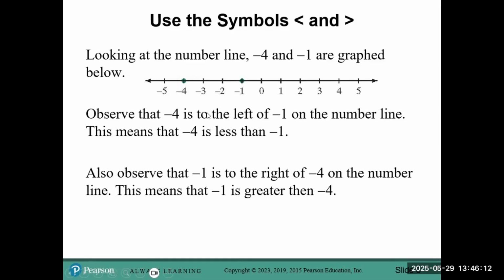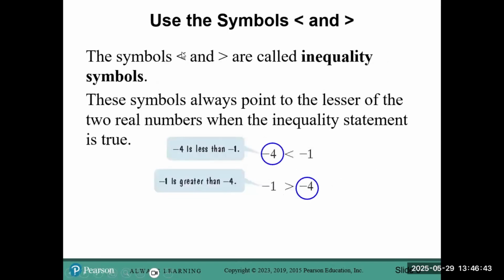Now, when you look at the number line, again, notice that -4 is further to the left of -1. That means -4 is smaller than -1, or in math we say less than -1. And also, -1 is bigger than -4 because it's to the right, or you would say -1 is greater than -4. And we usually write these expressions, instead of writing words, using symbols. The symbols that we use are called inequality symbols. This one over here on the right means less than. This one over here on the left means greater than.